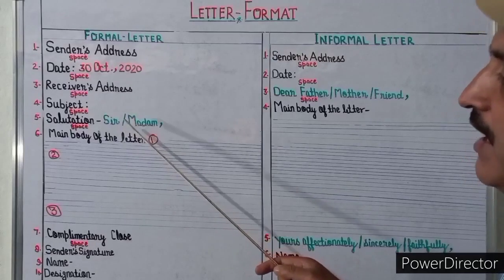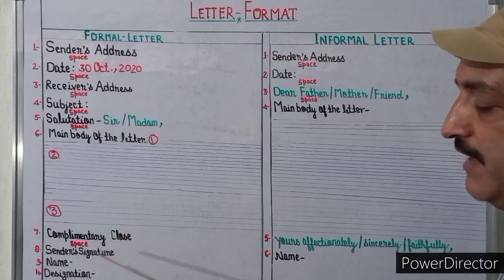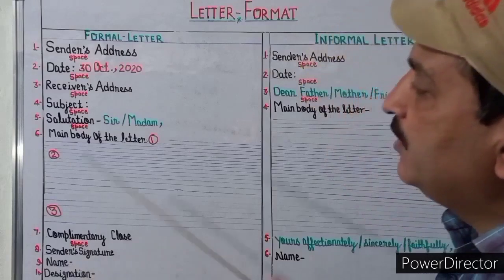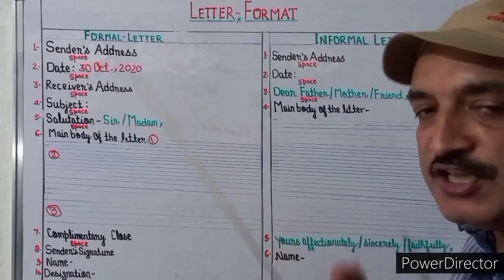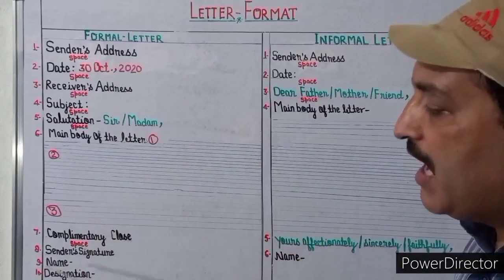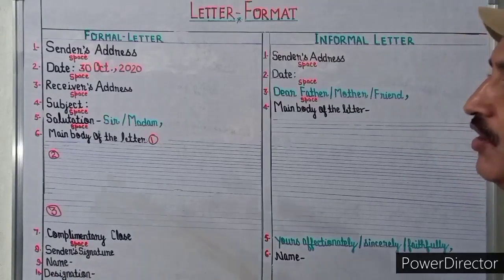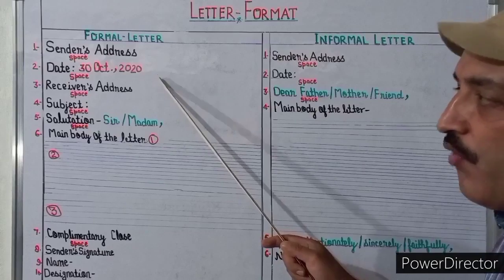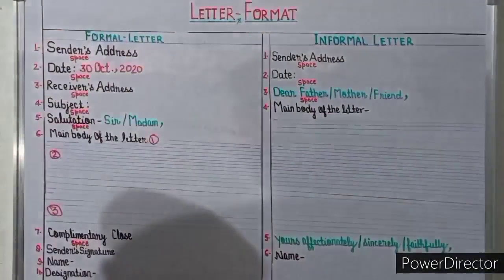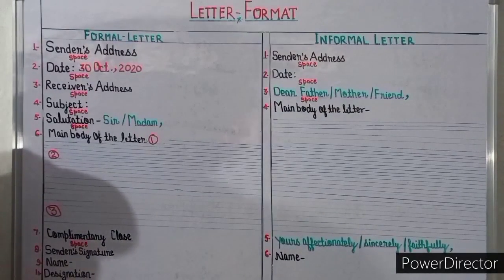Then subject, then salutation according to gender, sir, madam, then main body, then complimentary clause, then your name. Remember, after your name, you will write the date. Means in a school or college application, you will write the date after point number 9. In place of designation, you will write the date. If required, you can write the place after that. Date and place can be placed at point number 10 where designation is written.